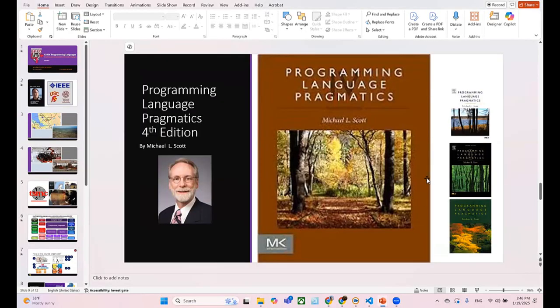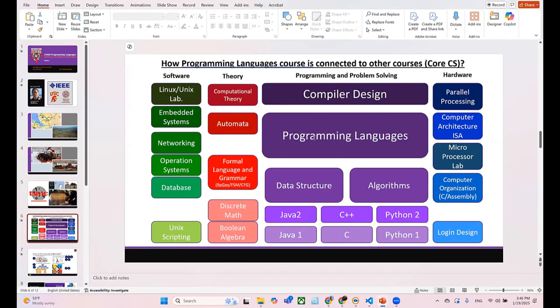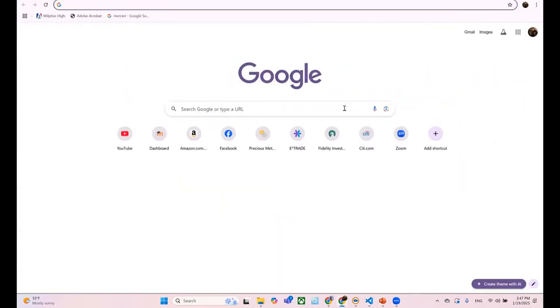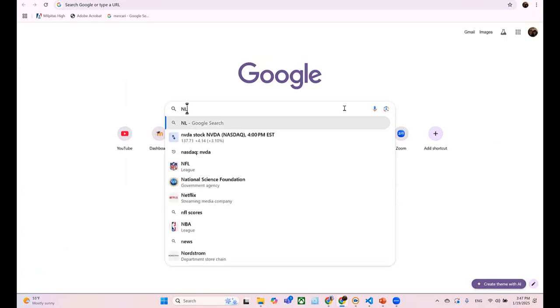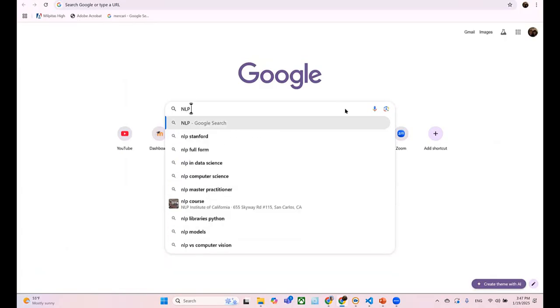Yeah. So we go back to this chart. We want to learn programming language and compiler because we all want to know about what language translation is. And nowadays, language translation is so important because language translation is the basis for AI, and AI's main topic is natural language processing. Natural language processing, NLP.